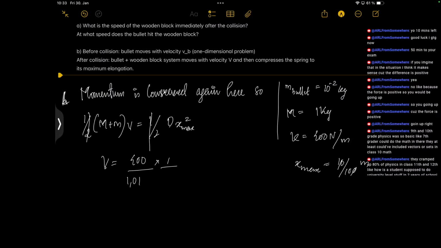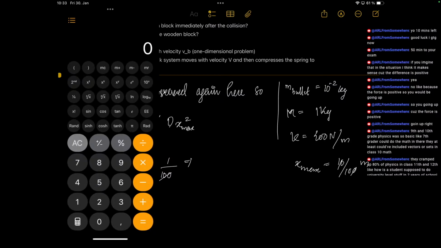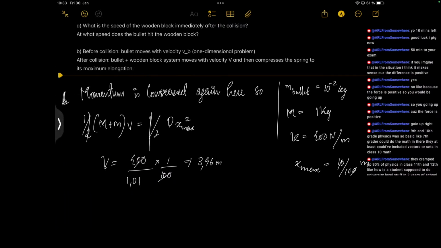What by 100. So we got 4 divided by 0.01. I don't think that makes a big difference, but let's stick through. 3.96 meter per second. Okay.